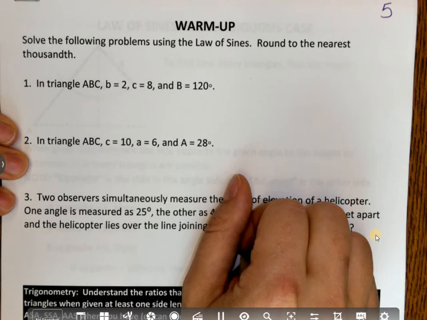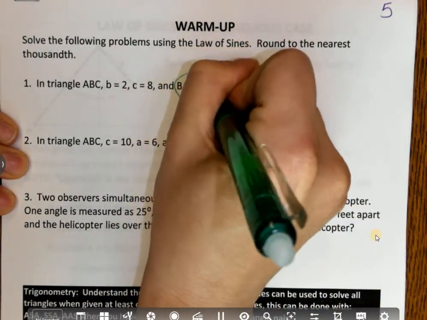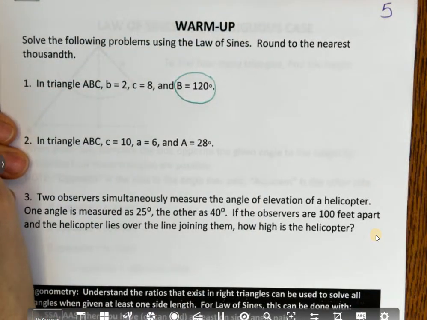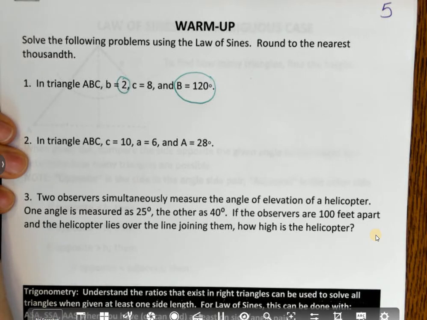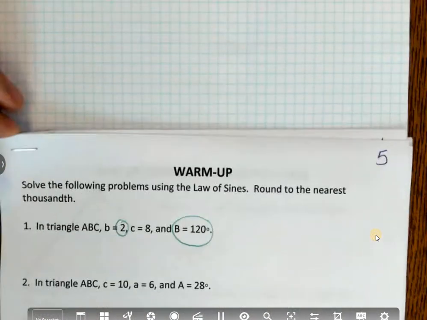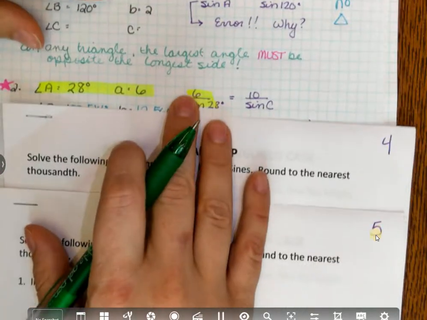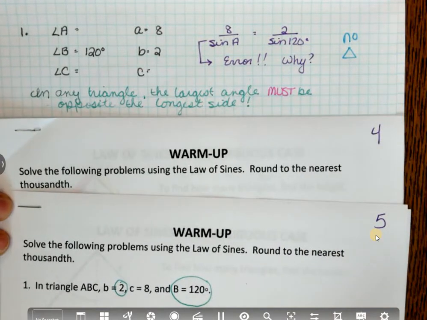Yes. Yeah, look at this. Angle B is definitely the largest angle. The side opposite is supposed to be the largest side. Is it? No. So that is actually not possible to do. So when you work through your problem number 1, you should have gotten a really loud, angry error message. It's because it's not possible to do that triangle.